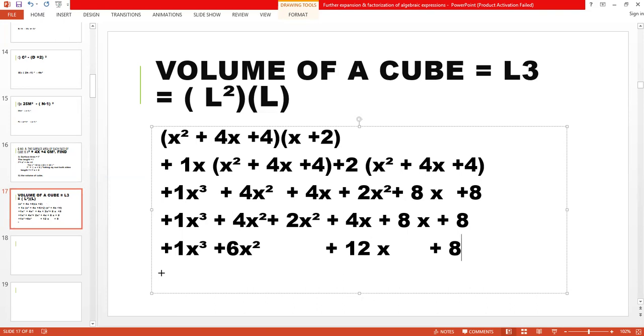Firstly, we have to find its length, and after finding its length, it is very much easier for us to find its volume. Clear to all? So that is question number 9. Now we come to question number 8.